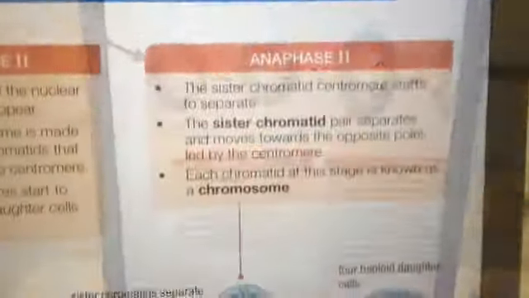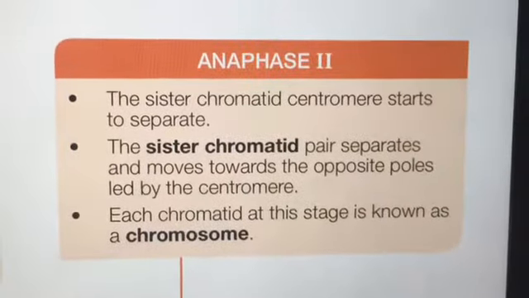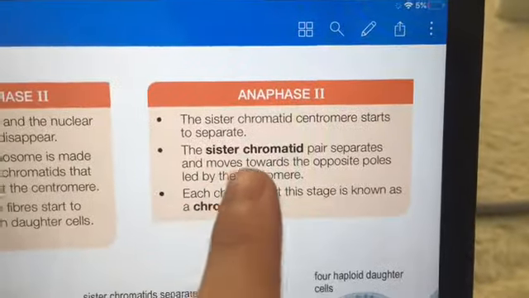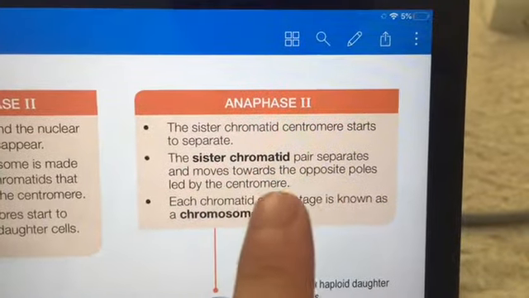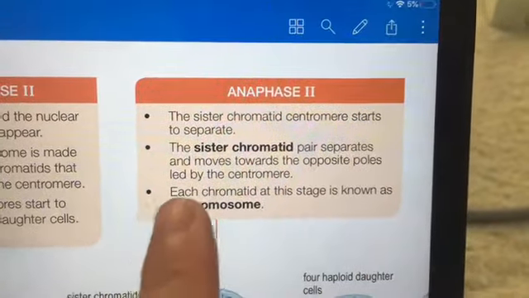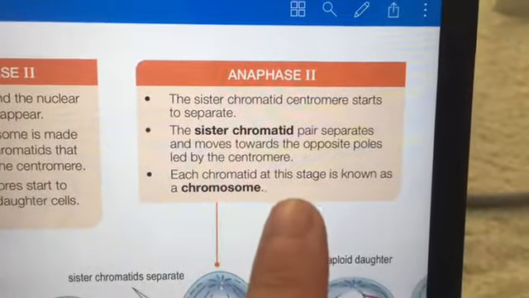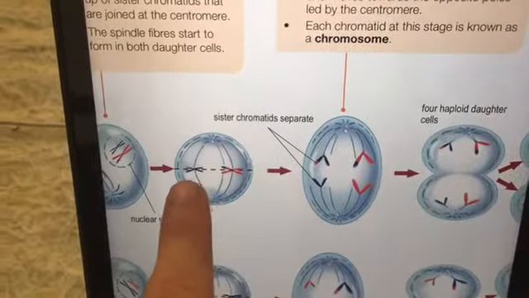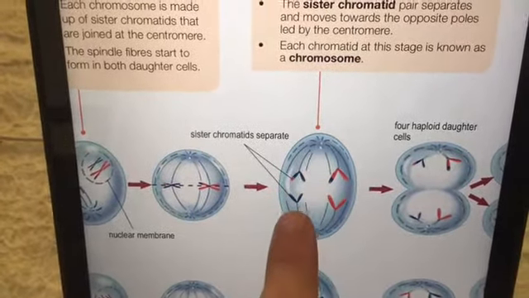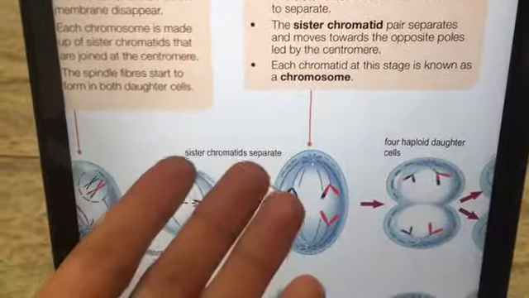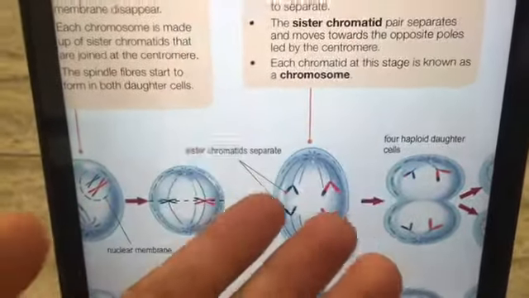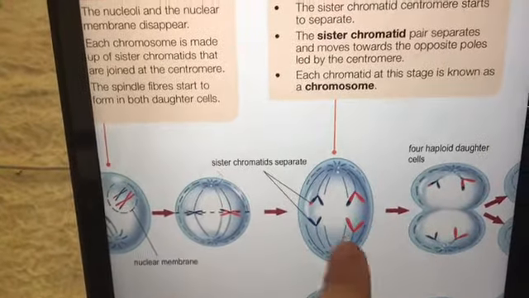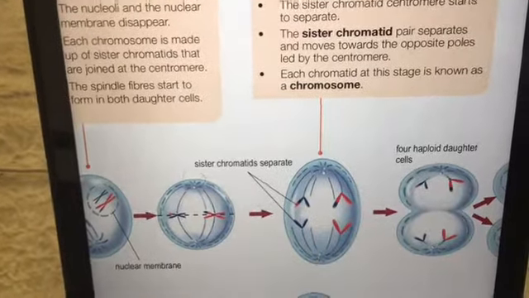Okay, 1, 2. Anaphase 2: sister chromatid centromere starts to separate. The sister chromatid pair separates and moves toward the opposite poles led by the centromere. Each chromatid at this stage is known as a chromosome. So this is one chromosome, one chromosome. When they separate, you don't call them chromatids anymore. Chromatids, you call them when they are combined like this. When they separate, each one of them is considered a chromosome.